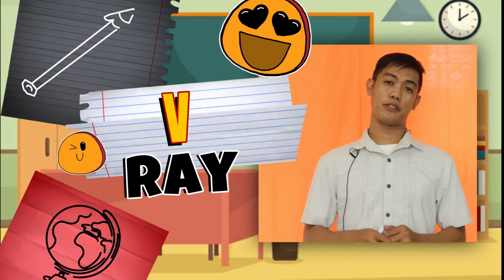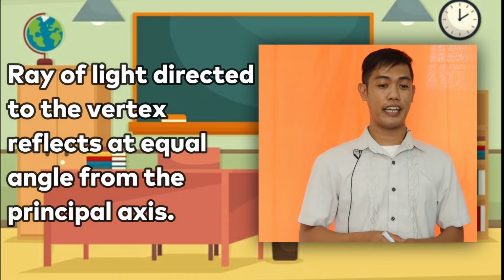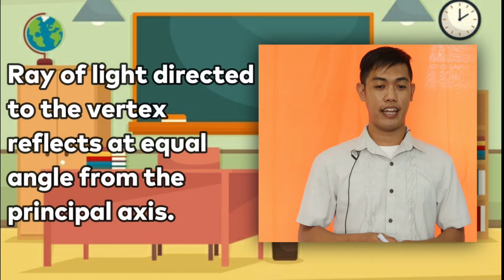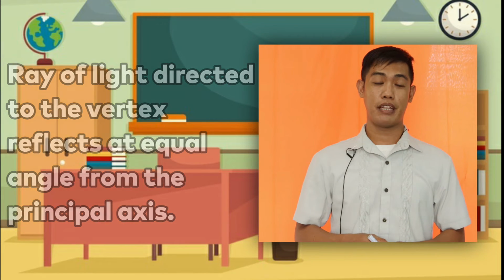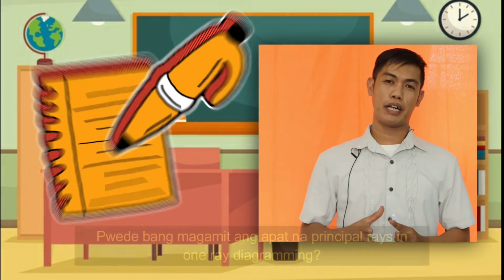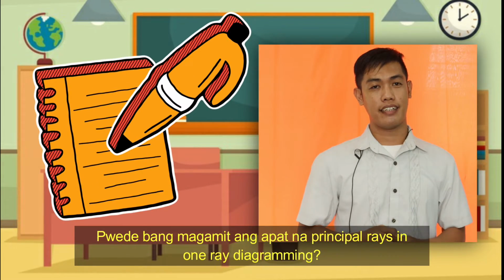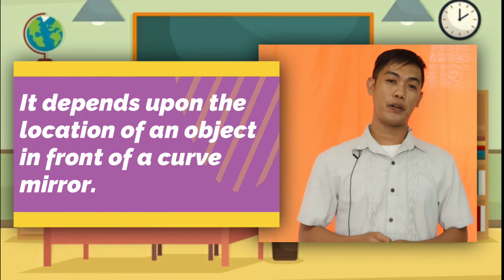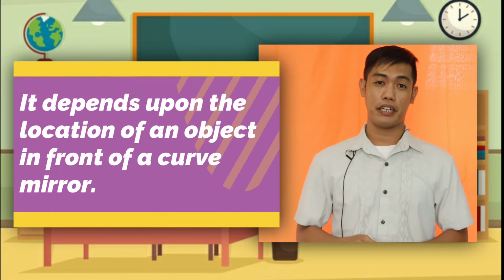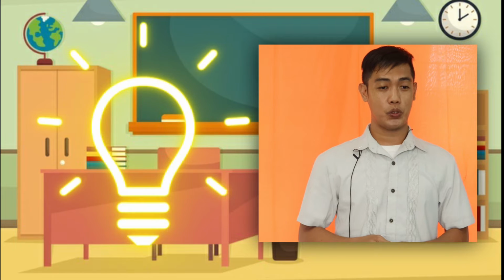Then we also have the fourth ray, the V ray. This V ray is a ray of light directed to the vertex, and it reflects at an equal angle from the principal axis. So sir, can we use the four rays in one ray diagram? Well, it depends on the location of the object in front of a curved mirror. So how are we going to do that? Come on, let's try some activities in ray diagramming.